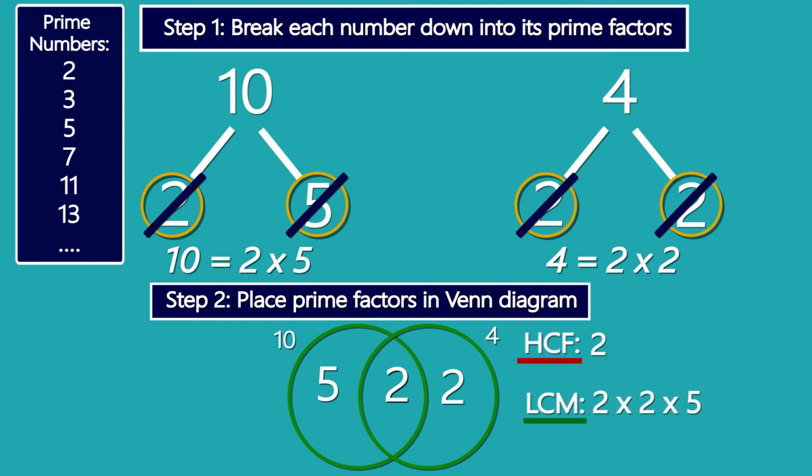To find the lowest common multiple, I multiply all the numbers in the Venn diagram. So I've got a 2, a 2, and a 5 if I list them in ascending order. 2 times 2 times 5 is 20. So my lowest common multiple is 20. And again, I would have found that if I did it in the other way. I'm now going to move on to a longer and slightly trickier example, but the steps are exactly the same.